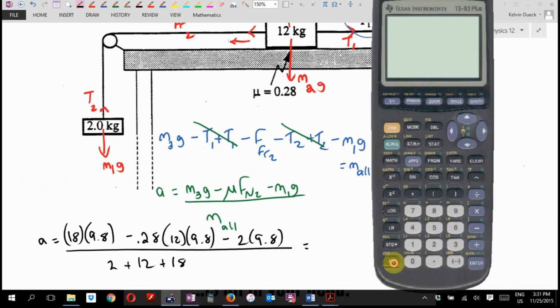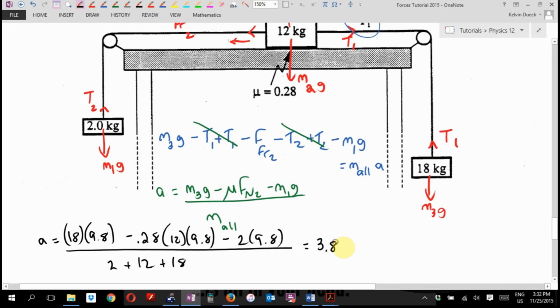Let's really quickly crunch this. 18 times 9.8. Take away 0.28 times 12 times 9.8. Take away 2 times 9.8. Divided by bracket 2 plus 12 plus 18. I get 3.871. That's nice. Acceleration. I'll write down the whole thing because this is not my final answer.